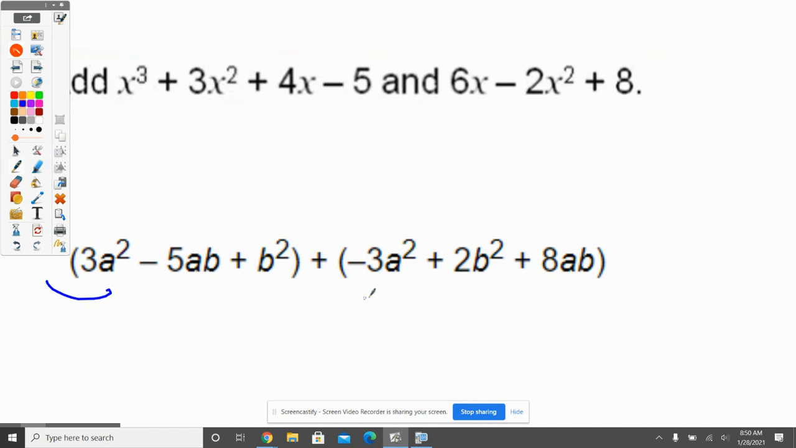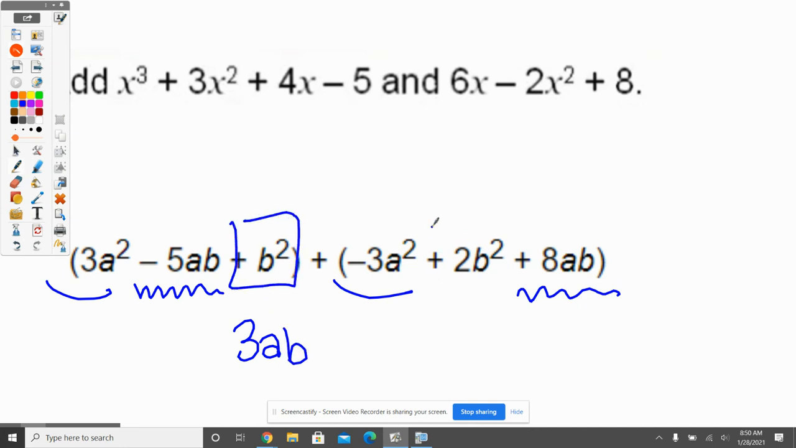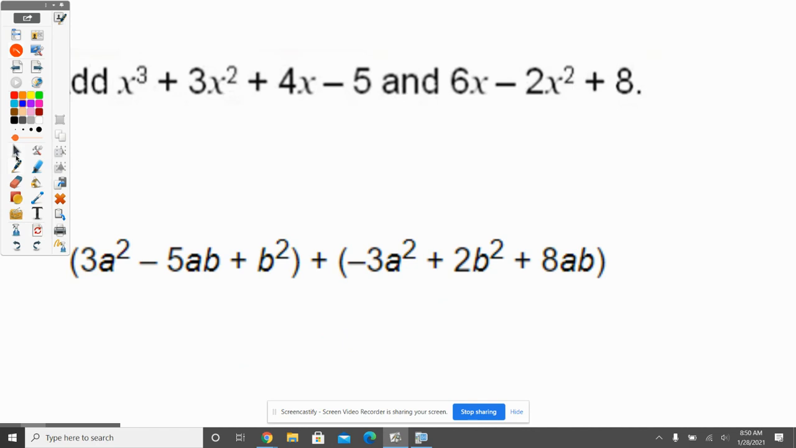So I have a 3a squared and a negative 3a squared. So those a squareds are all the way gone. I no longer have any a squareds. I have negative 5ab and 8ab, which leaves me with 3ab's. And then I have 1b squared and I add 2 more b squareds. That gives me a total of 3b squareds. So if I add those together, this is what I get when I simplify.